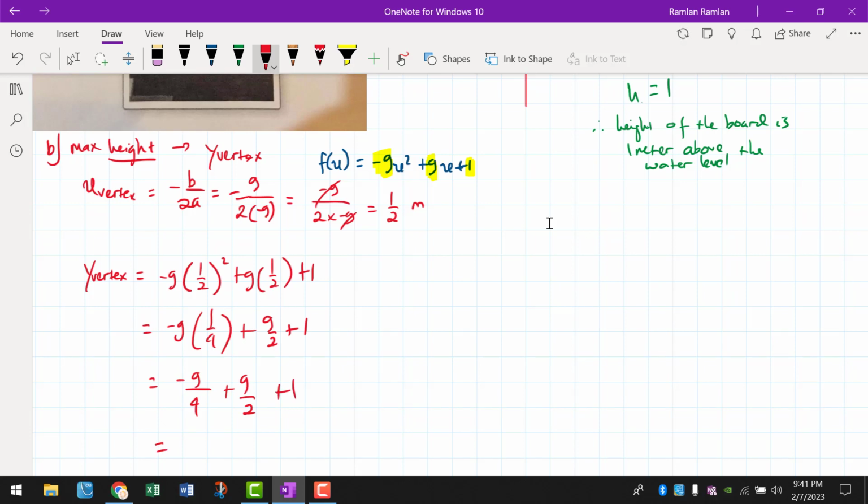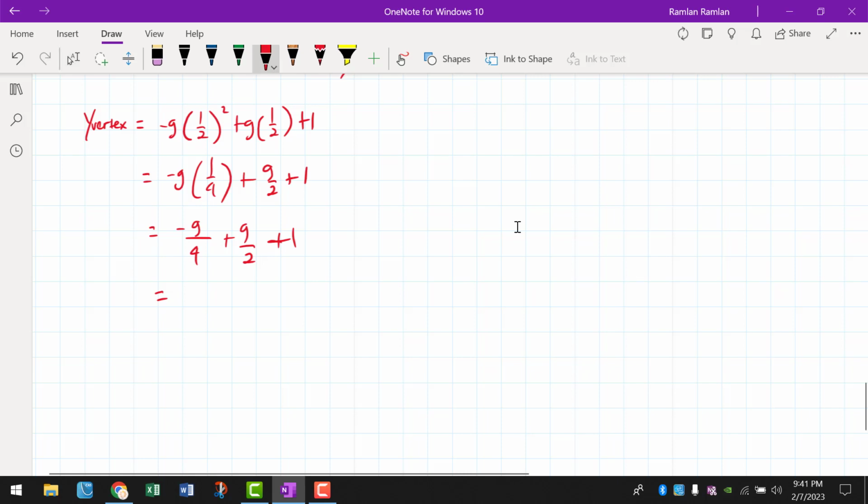If you do the calculation manually, you need to make the denominators all the same. The LCM of 4, 2, and 1 is going to be 4, so all will be over 4. This is just minus 9. This is going to be 18, because 2 times 2 is 4, so 9 times 2 is equal to 18. And the last one is going to be 4, because 1 is equal to 4 over 4, right? So you only need to add them. Minus 9 plus 18 is 9, and 9 plus 4 is 13. So it'll be 13 over 4.